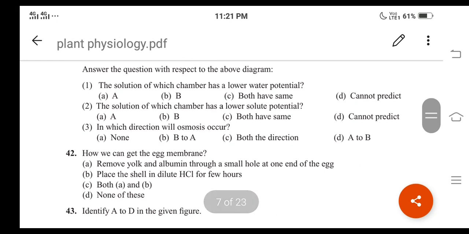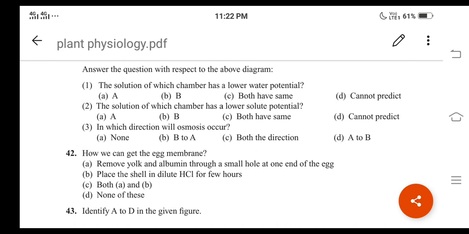What are the different questions here? One: the solution of which chamber has a lower water potential? Here we can mention it as B. Chamber B will have a lower water potential because the solute particles are more here, and because of this the water concentration or water molecules will be less. So option B becomes the correct answer.